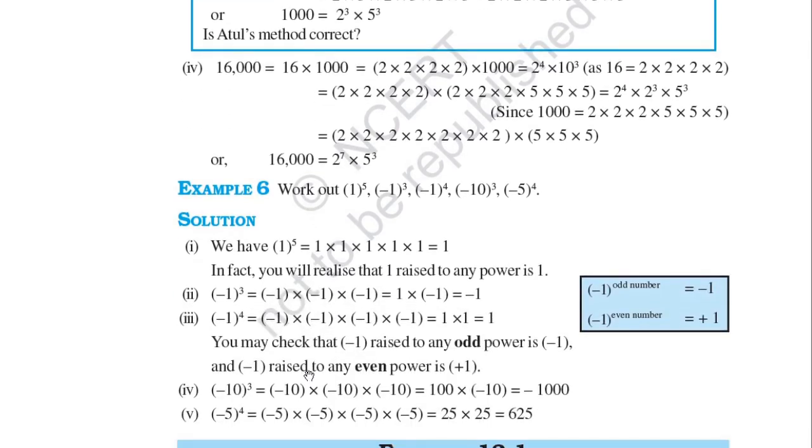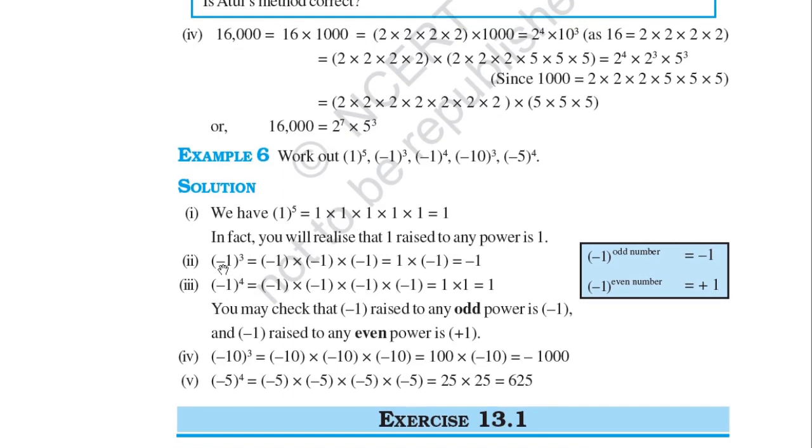So work out 1 to the power 5, minus 1 to the power 3, minus 1 to the power 4, minus 10 to the power 3, minus 5 to the power 4. So we can see here 1 to the power 5 is 1. In fact, you realize that 1 raised to any power is 1. So any power of 1 is 1.